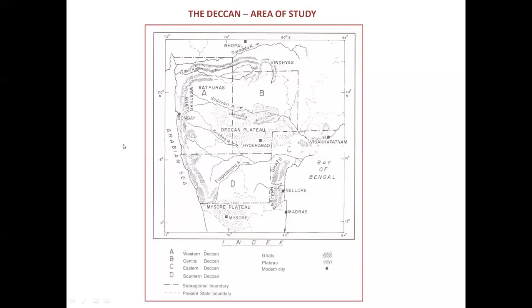Sorry about that. So this was the area of study with the river Narmada in the north, the Pennar in the south, the Mysore Plateau being an important demarcating feature in the south. And then I divided it into four subregions: the Western Deccan as A, the Central Deccan as B, the Eastern Deccan as C, and the Southern Deccan as D.